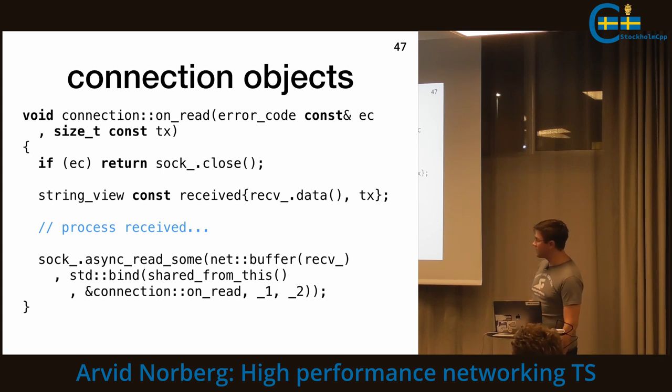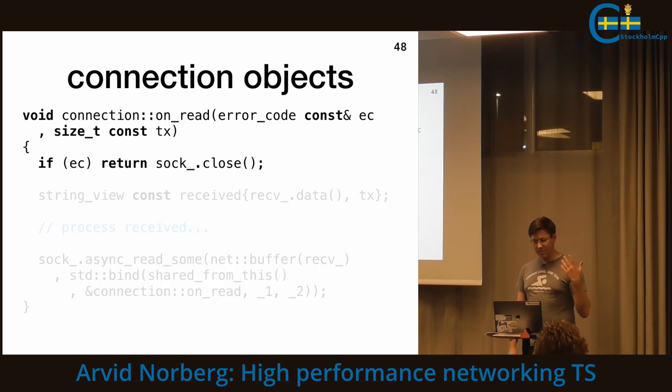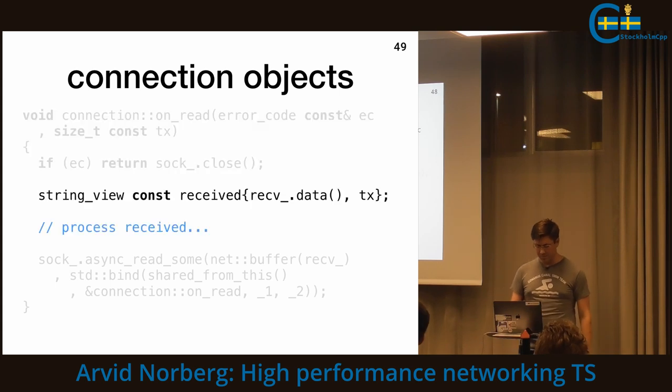So onRead could look something like this. This actually works. This is all you need. The process received comment is just a comment, I guess. That's where all the interesting stuff would happen normally. So what are we doing here? We get the error if there's an error, and we get the number of bytes that were received in this asynchronous read. If there's an error, just close the socket and bail out. And as I mentioned, when you close a socket, all other outstanding operations will also be cancelled. So this should be sufficient to close down the socket. In reality, you might want to do more things to mark the connection as closed.